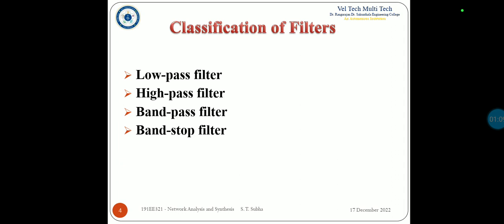Filters are mainly classified into 4 types based on the band of frequencies that they allow and the band of frequencies that they reject. Following are the types of filters: low pass filter, high pass filter, band pass filter and band stop filter. Low pass filter, as the name indicates, allows only low frequency components and rejects all high frequency components. High pass filter allows only high frequency components and rejects all low frequency components.